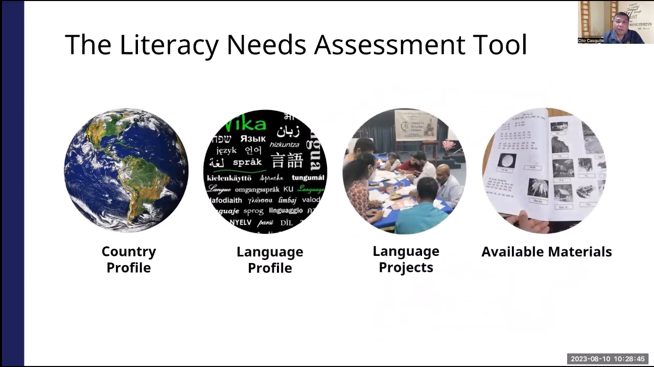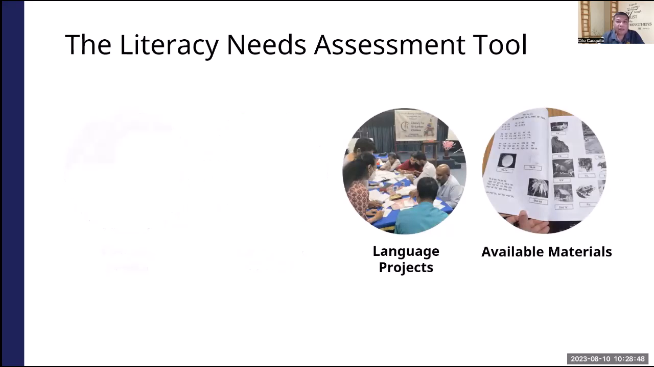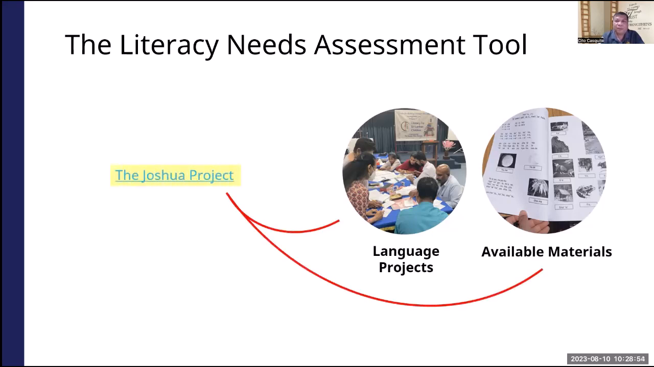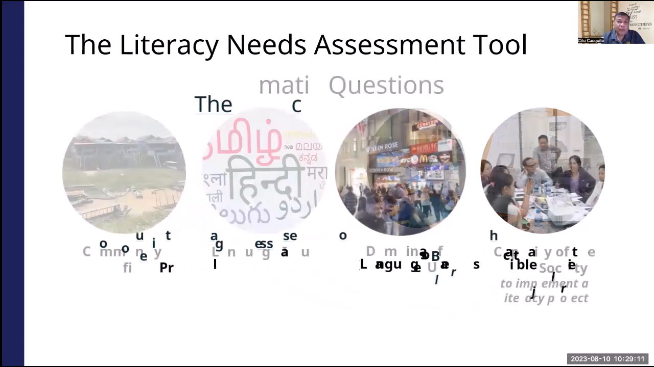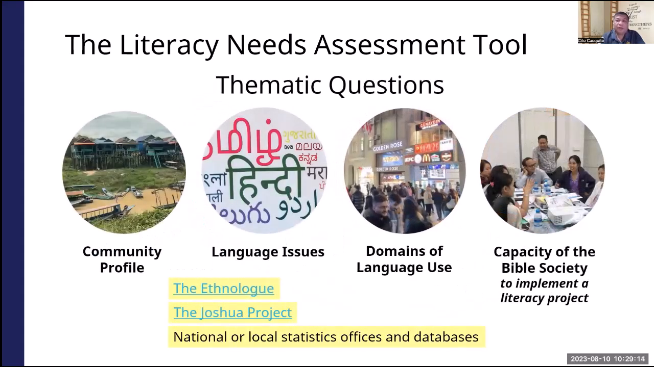In terms of the projects in the language and availability of materials in the languages we're looking at, we have the Joshua Project and the Project Bible to look at for information as well. And of course, the local offices or the local Bible Society, if there are projects done in the past in terms of literacy or Bible translation or other domains. And for the other thematic questions, of course, we can use the Ethnologue and the Joshua Project for questions about religion and faith. And we also have the national and local statistics offices and databases for some of these questions as well.